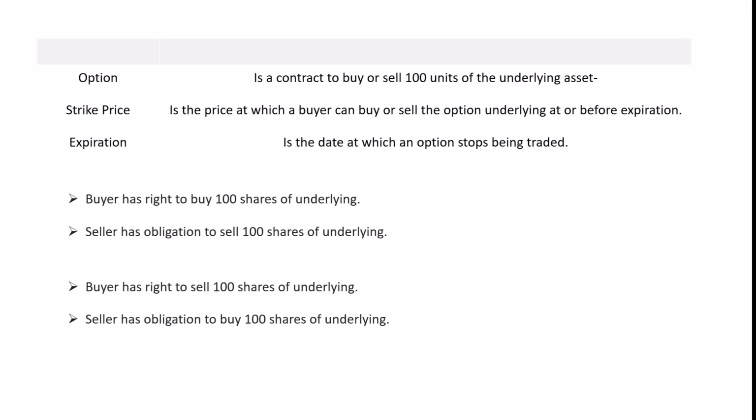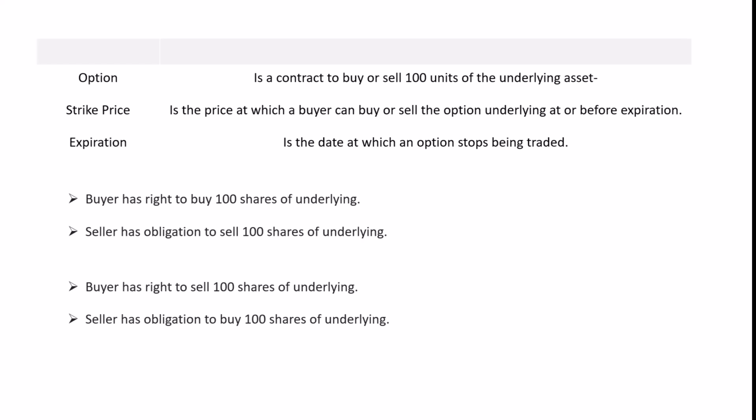In summary, an option contract is a contract to buy or sell 100 units of the underlying asset. A strike price is the price at which a buyer can buy or sell the option underlying at or before expiration. An expiration is the date at which an option stops being traded. Now, for calls, the buyer has the right to buy 100 shares of underlying, and the seller has the obligation to sell these 100 shares of underlying. For puts, the buyer has the right to sell 100 shares of underlying, and the seller is obliged to buy the 100 shares of underlying.